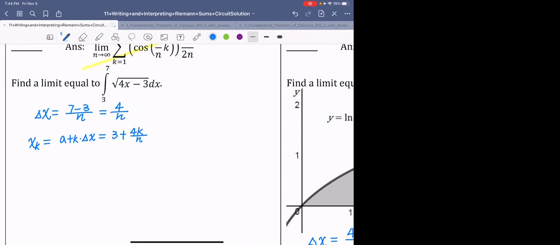Okay. So far, so good? Yeah. Go. And then the limit as x goes to infinity. Is it k? No. Oh, it's n.